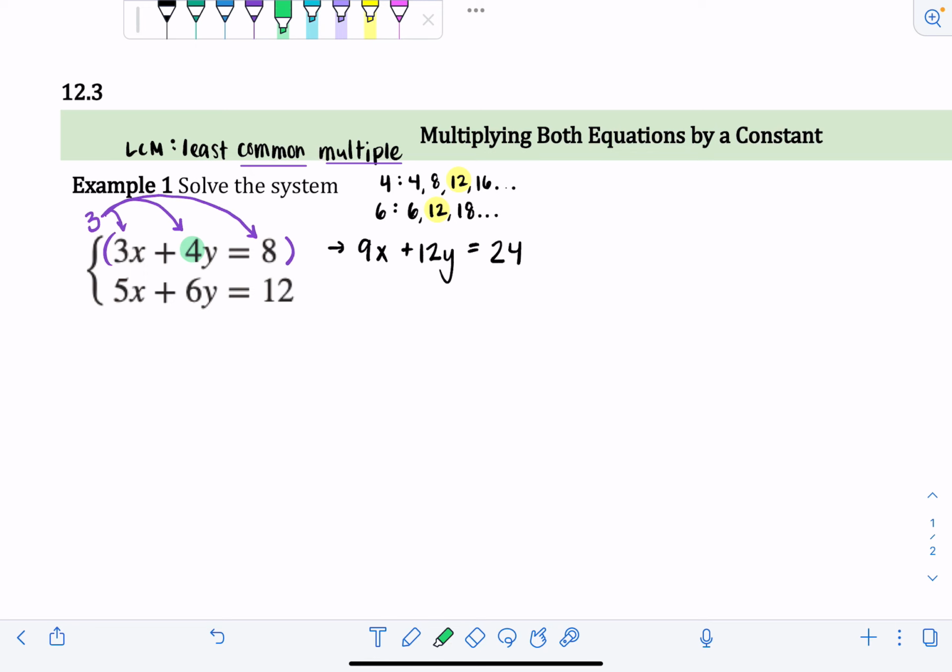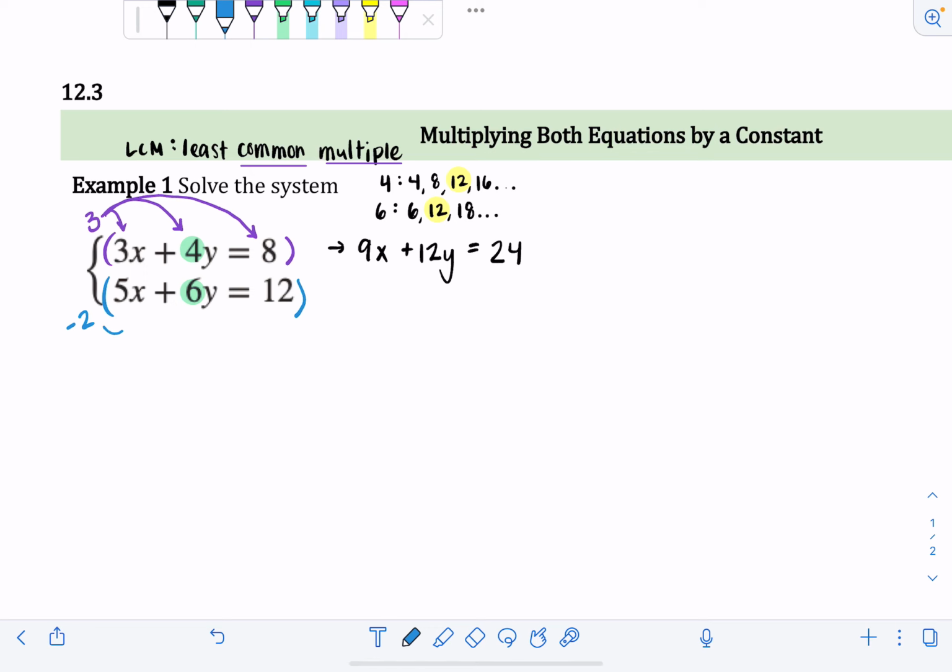And then I need to change this 6y into a 12y, but I want it to be the opposite sign of my other 12y, so I want it to become negative. So that means I can't just multiply this equation by 2, because 2 times 6y would give me 12y, and I need it to be a negative 12y. So I have to multiply that equation by a negative 2. Anytime you need to change the signs of something, you need to multiply by a negative.